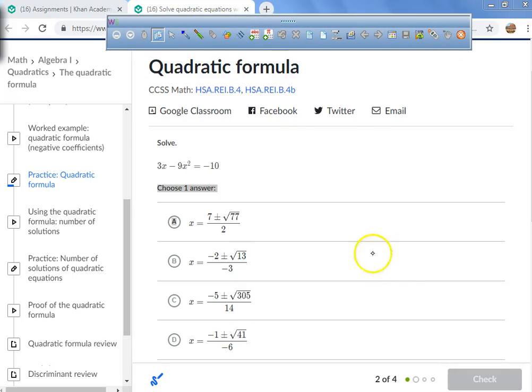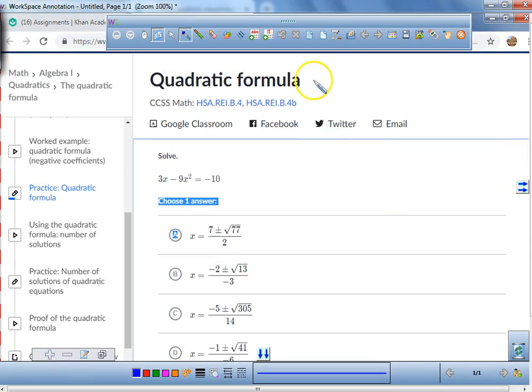Alright, today we're going to be learning about the quadratic formula. And what is its purpose? Now, the quadratic formula is this particular formula.